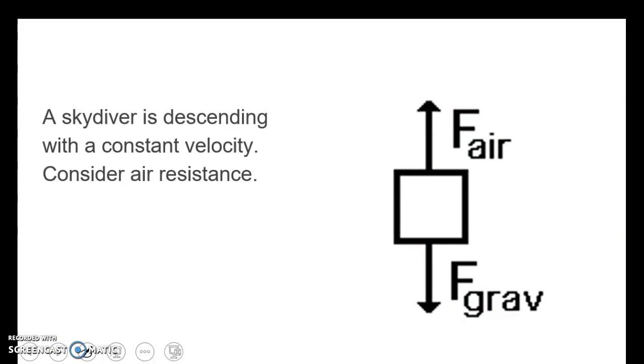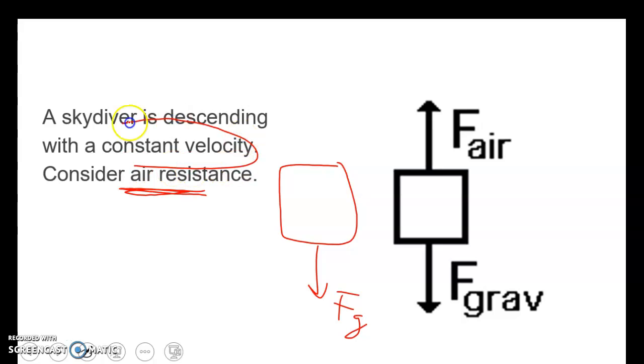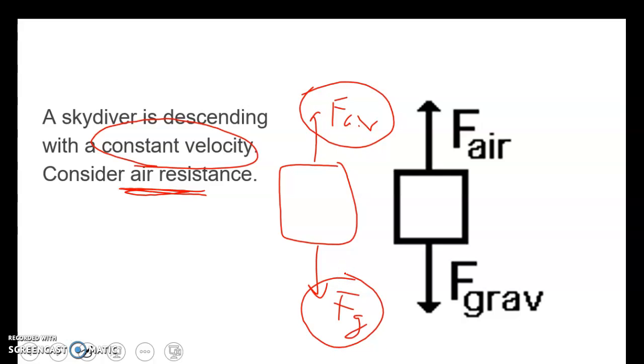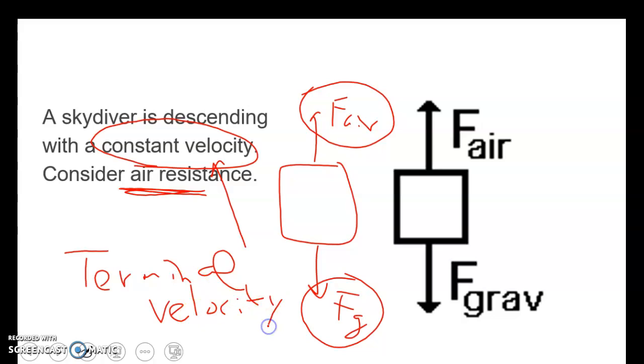A skydiver descending with a constant velocity. Now we're going to consider air resistance. If somebody is falling with a constant velocity, obviously gravity's pulling them down. But we have to have something pushing up because we have a constant velocity, and that turns out to be our air resistance. We'll probably talk about this later, but when air resistance and gravity are equal, that constant velocity we get to is called the terminal velocity.